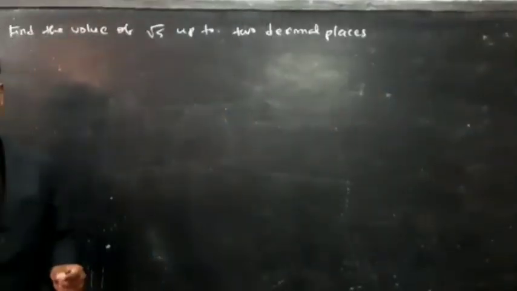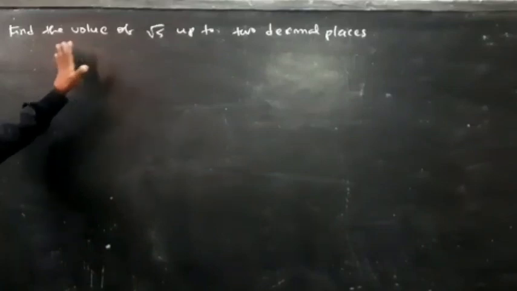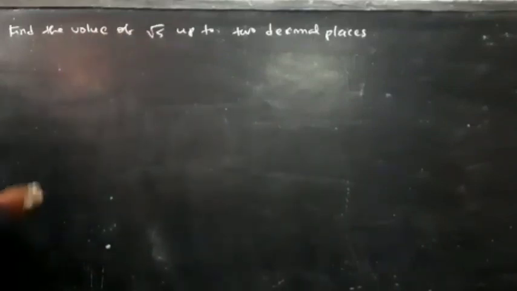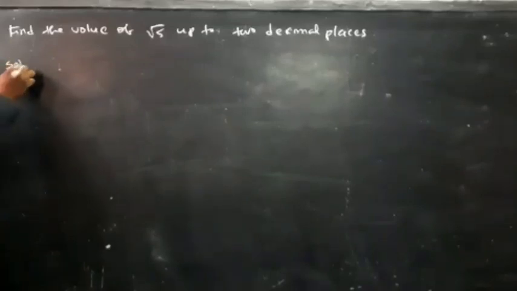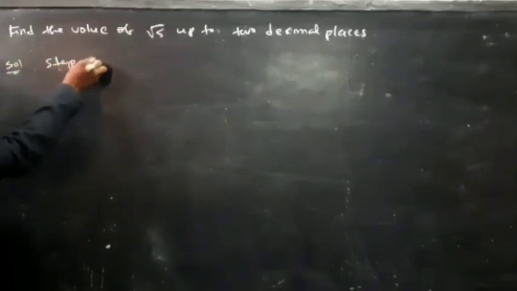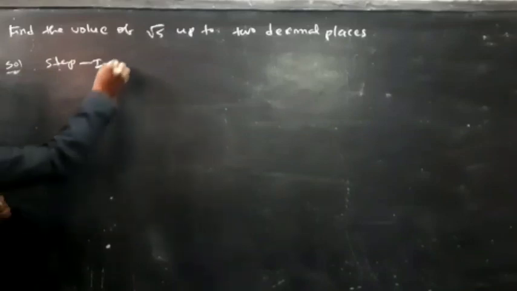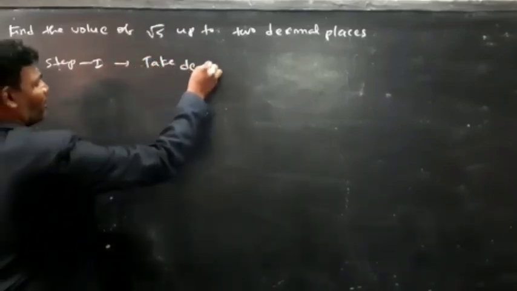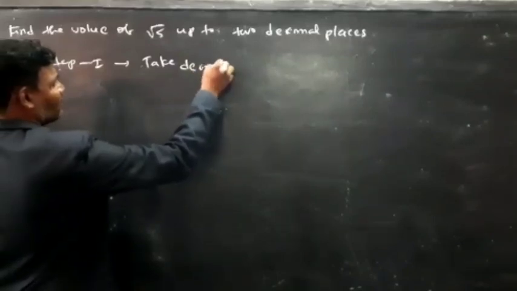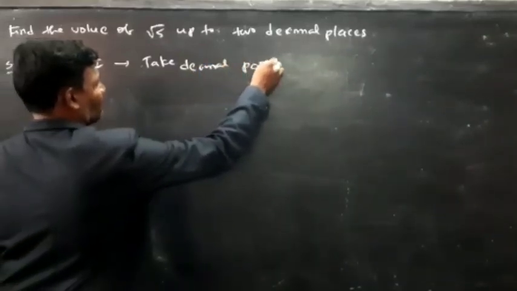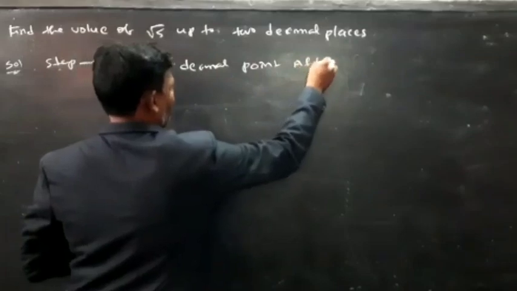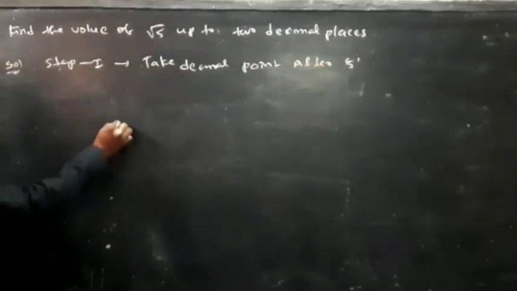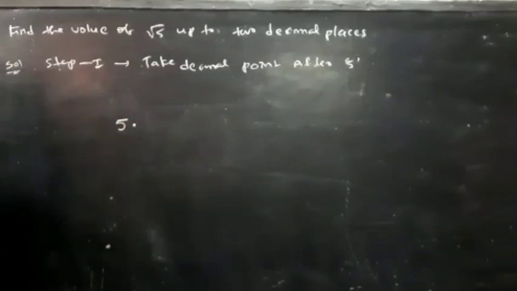So 9th class students, here is another question. Find the value of root 5 up to 2 decimal places. What is the procedure? Solution. First, step 1. What is step 1? Take a decimal point after 5. So here, 5 and a decimal point.